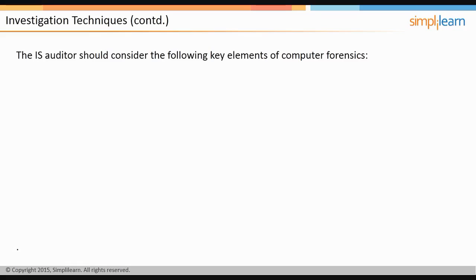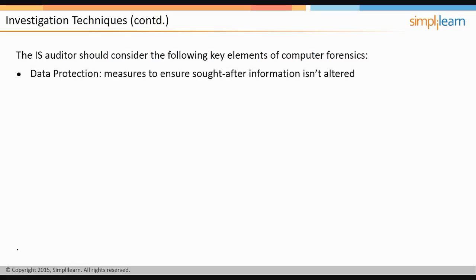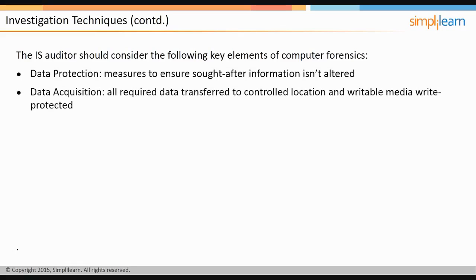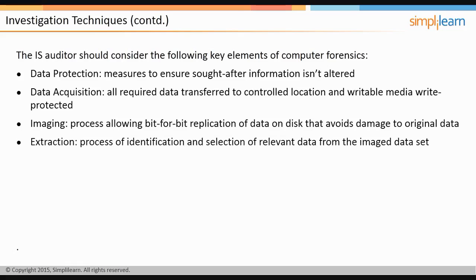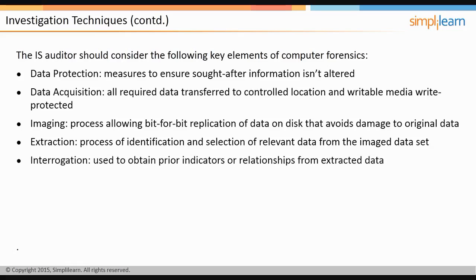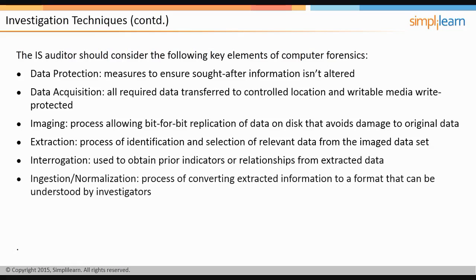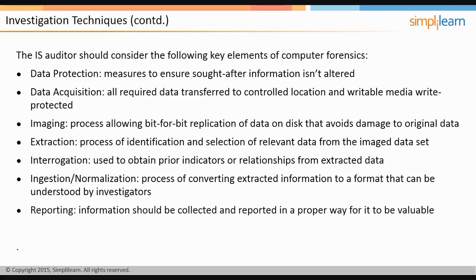Key elements of computer forensics. The IS auditor should consider data protection, measures to ensure sought-after information is not altered; data acquisition, all required data transferred to a controlled location and write-protected media; imaging, a process allowing for bit-for-bit replication of data on disk that avoids damage to original data; extraction, the process of identification and selection of relevant data from the imaged data set; interrogation, used to obtain prior indicators or relationships from extracted data; ingestion normalization, the process of converting extracted information to a format that can be understood by investigators; and reporting, information should be collected and reported in a proper way for it to be valuable.